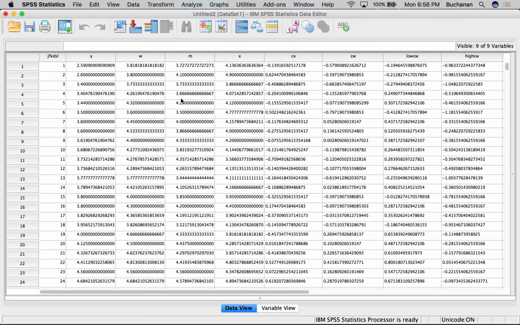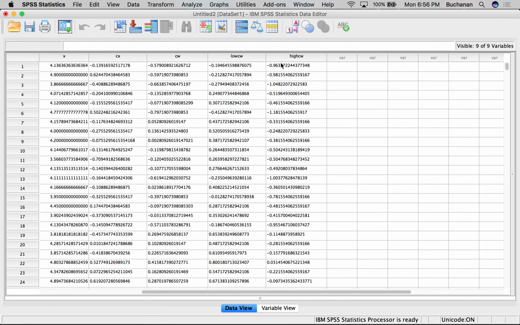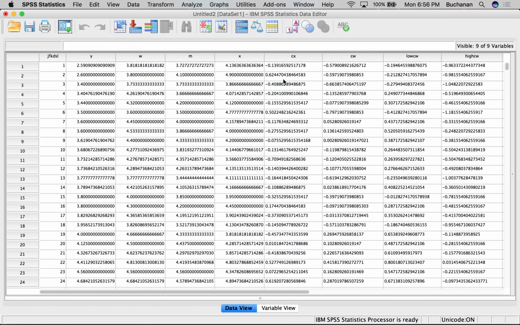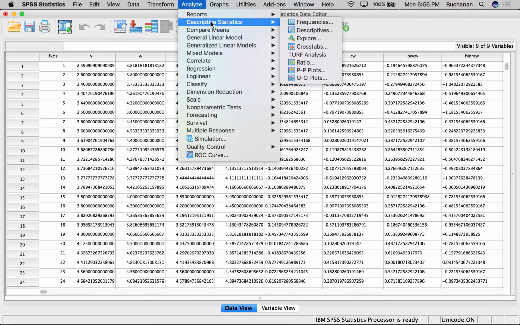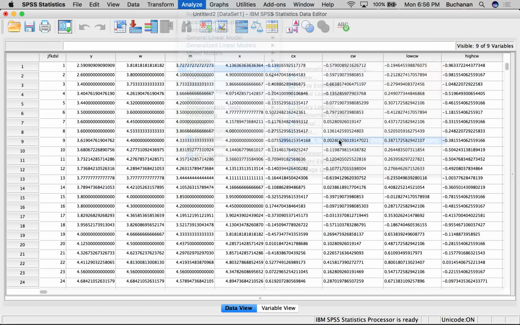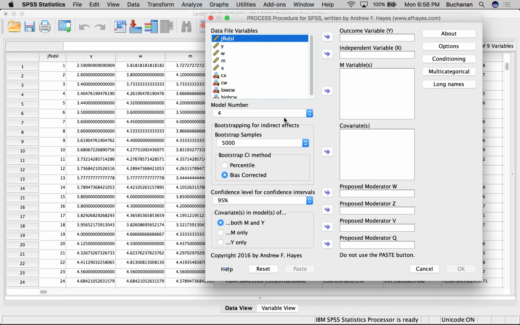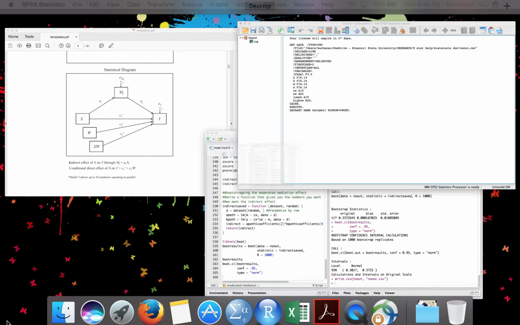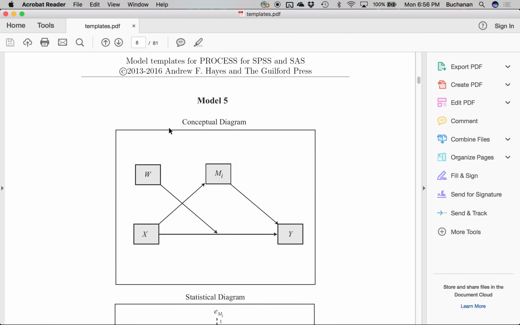Great. Now that we've got the data set pulled up here, one thing that it did was it also exported my centered variables and my two low and high variables here, but that's all going to be created for us by PROCESS. So I'm going to click Analyze, Regression, Process. We're going to pick Model 5 because that's the one we're interested in. So always compare to the template document. It comes with the download for the macro, and it will really help you figure out which variables you have to stick in which box.